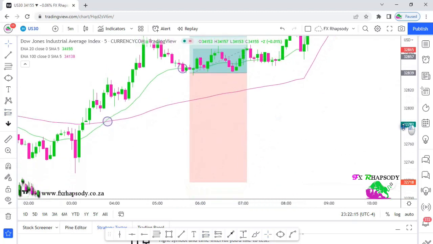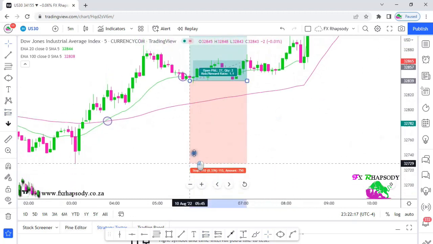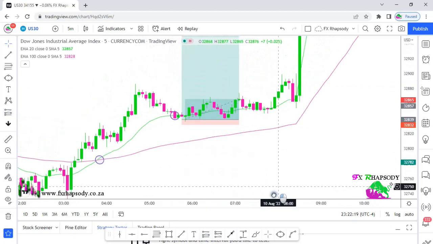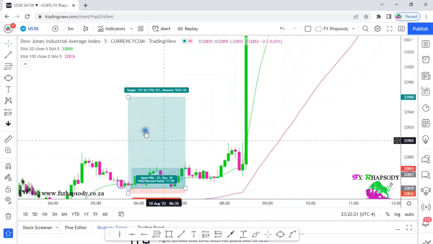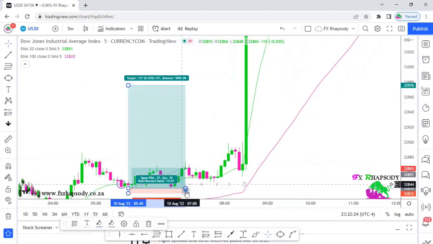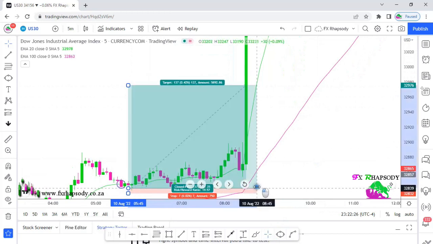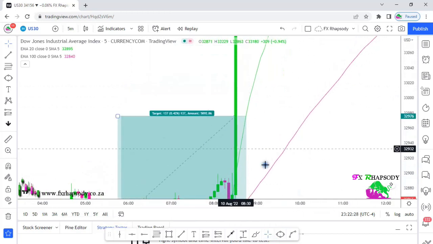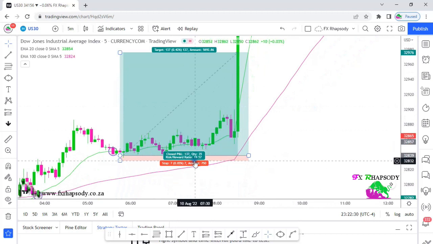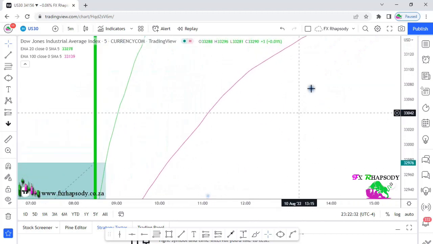There we go. And look at that, guys. Look at how price just goes and shoots up. So that is going to be a massive ratio. Let's move on to the next one.